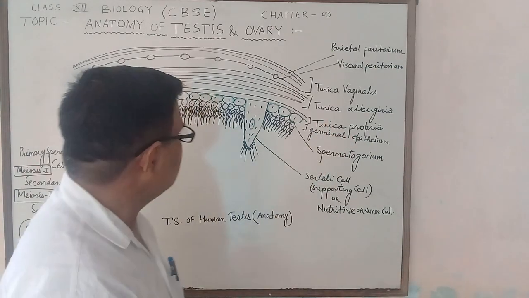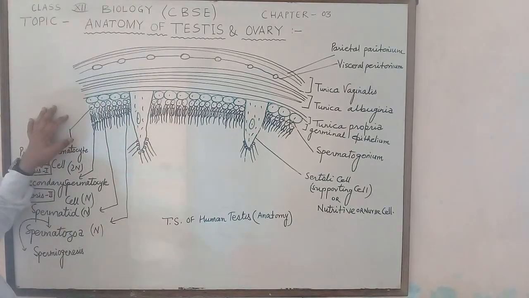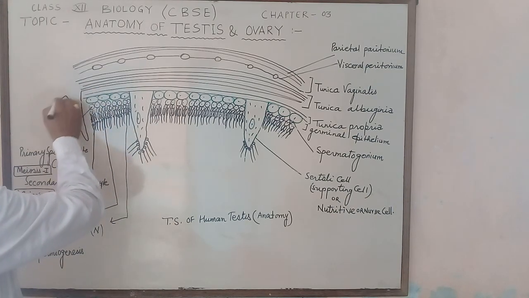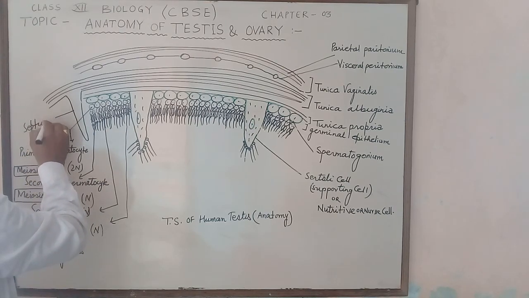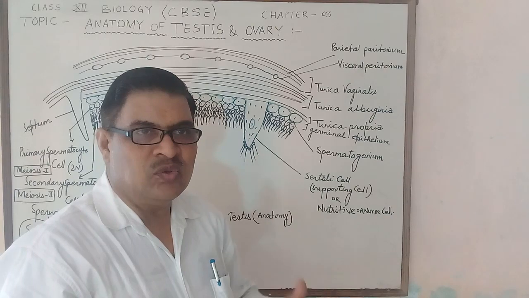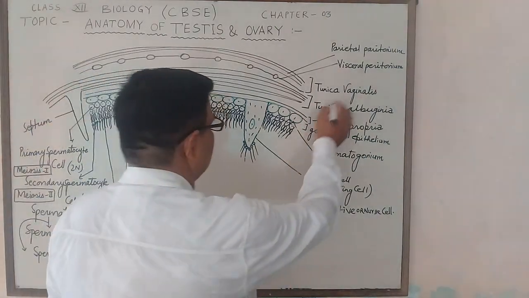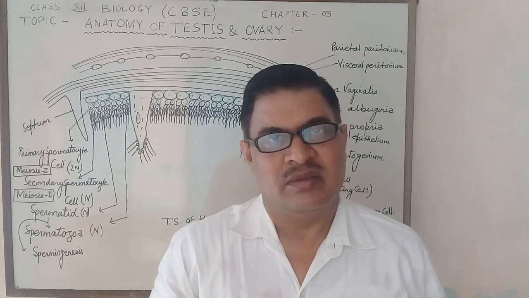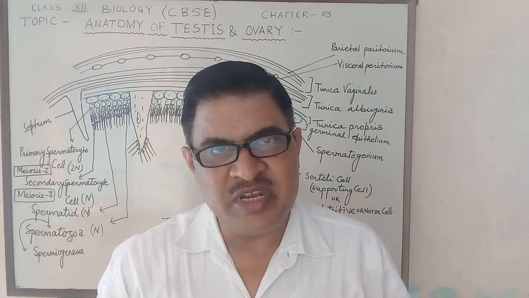Tunica albuginea is a fibrous tissue which generally has many septations. When the tunica albuginea reaches the inner side of the testis, it makes septa, and these septa divide the testis into chambers. The total number of chambers present in one testis is 250, and each chamber has a coiled tubular structure called the seminiferous tubule.